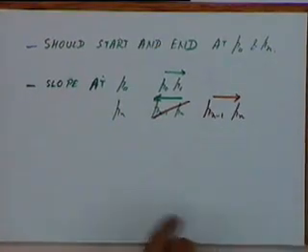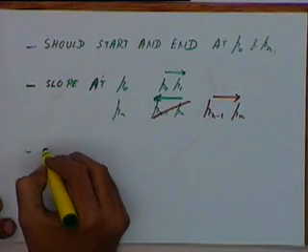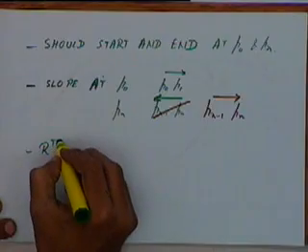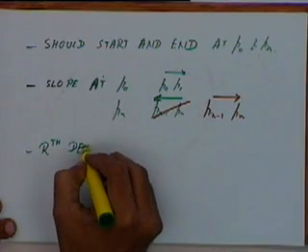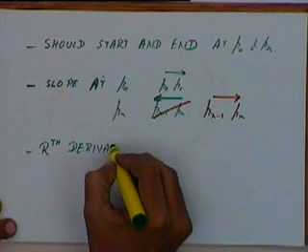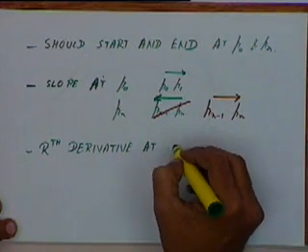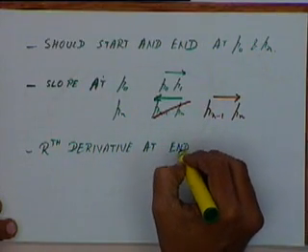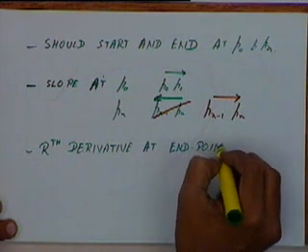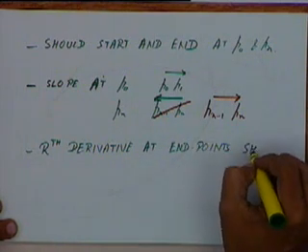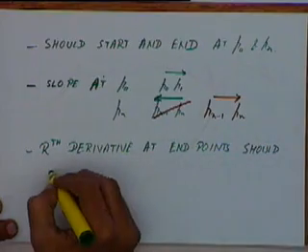The next condition that we give is that the R-th derivative at the endpoints should depend on the next R points.